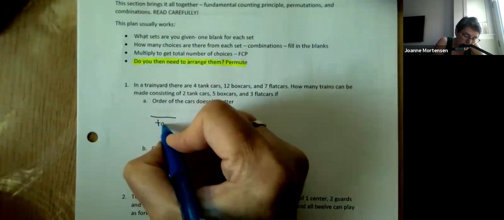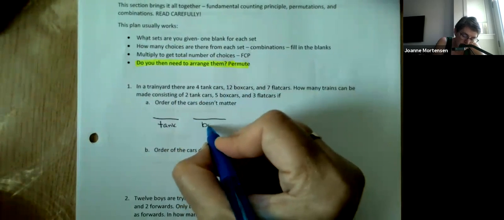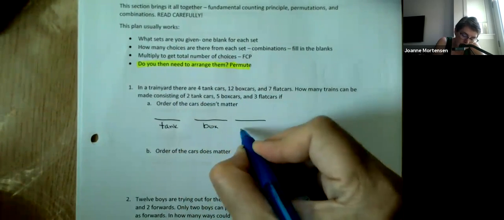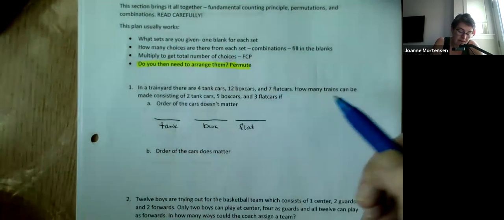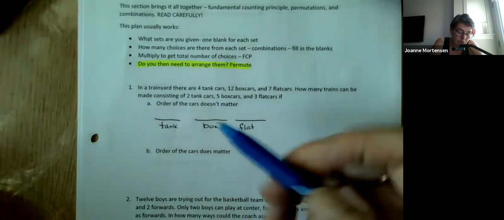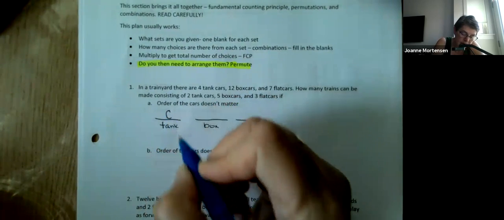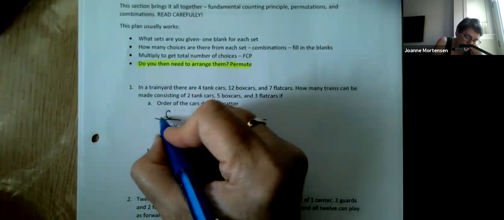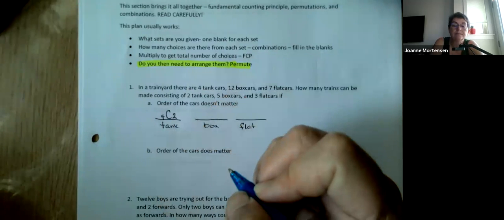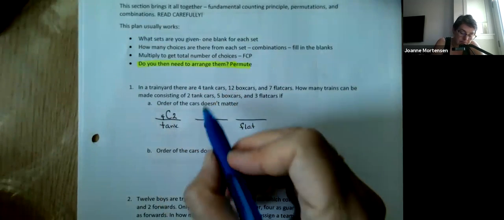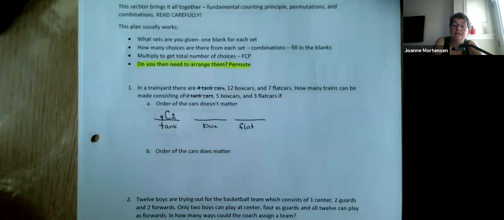So here's for my tank cars. And here is for my box cars. And here is for my flat cars. So far, so good, right? That's what we got. Now, we need to figure out our choices. So for our tank cars, combination, there are 4 tankers, and I have to choose 2 of them. There's just so many numbers in there.